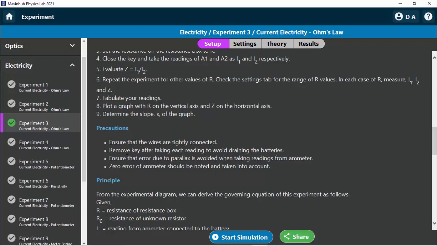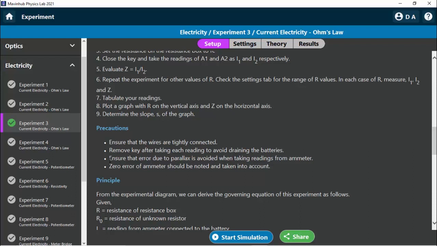So this means once you are done taking readings, remove the key. In other words, switch off the circuit so that the battery will not drain. If the battery drains, your result will not be that accurate because you end up using different e.m.f for different values of R. So ensure you remove the key after taking readings. Then once you're about to take another reading, you insert the key, that is you switch on the circuit.